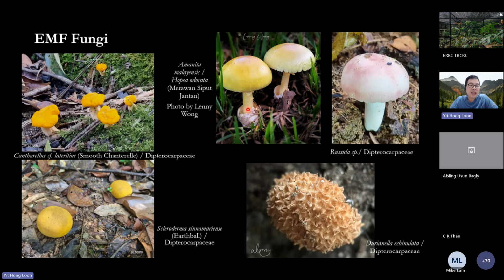Okay. So these are examples of mycorrhizal fungi. These are chanterelles. They usually grow mycorrhizally, from the soil nearby the tree roots. You can see this chanterelle grows from the soil. This is the tree roots. Actually, underneath the soil, the tree roots and the mycorrhizal mycelia link together. This is a scleroderma. Then this is Amanita, Russula, and this is a Durianella.